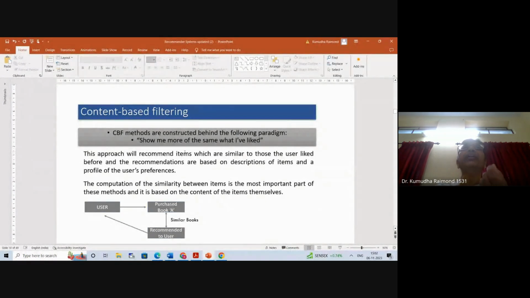This approach will recommend items which are similar to those the user liked before, and the recommendations are based on the description of the items and a profile of the user preferences. What I liked is a data science book, so it is going to recommend very similar data science books to me based on my previous history and my preference.